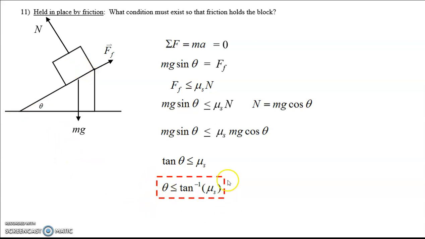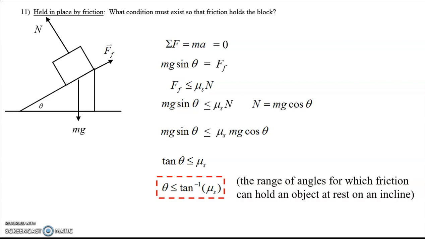So notice I put a dashed line around this, indicating it's like a semi-new equation, a quasi-new equation, because it's very, very limited in its scope. What does this equation actually get us? Well, theta here is the range of angles for which friction can hold an object at rest on an incline. That's a lot of words. And the more words we have, the more specific this equation is. This is a very limited equation. It's a great equation. It's a very important equation.